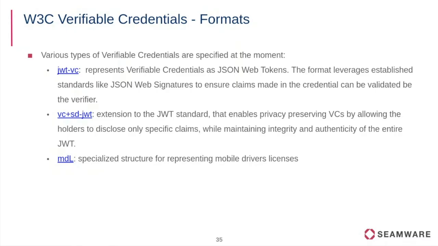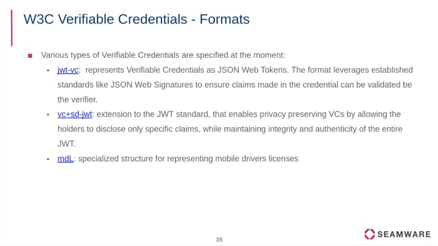An extension to that JWT standard is the VC plus SD JWT credential, which sometimes is now referred to as DC plus SD JWT. SD stands for selective disclosure. That enables a privacy-preserving way of using verifiable credentials by allowing the holder to only disclose specific claims while it maintains the integrity and authenticity of the entire credential. So imagine you have an ID card credential and you go to a web page where you only have to prove that you're above 18. If you use a normal JWT verifiable credential, you have to provide your full identity card.